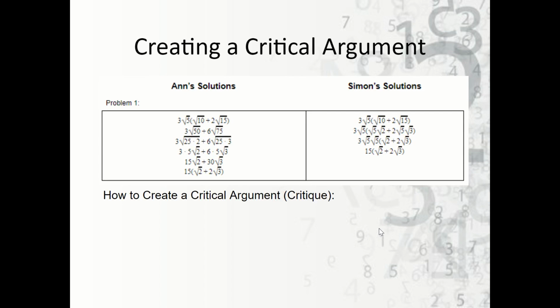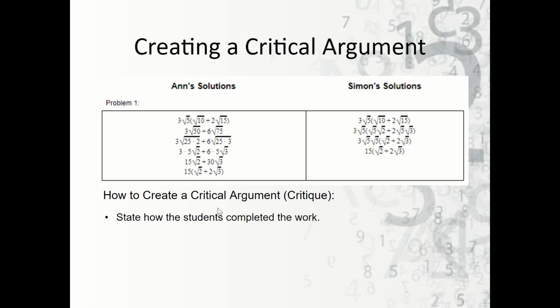Now, how do we make a critical argument? So in this assignment today, we're going to be looking at two different people's solutions to problems, and we're going to critique and decide who did it best. First of all, did they do it correctly, and which way would have been the most efficient way to do it.